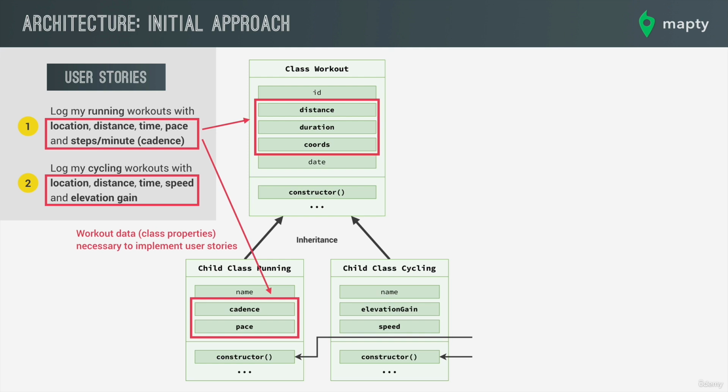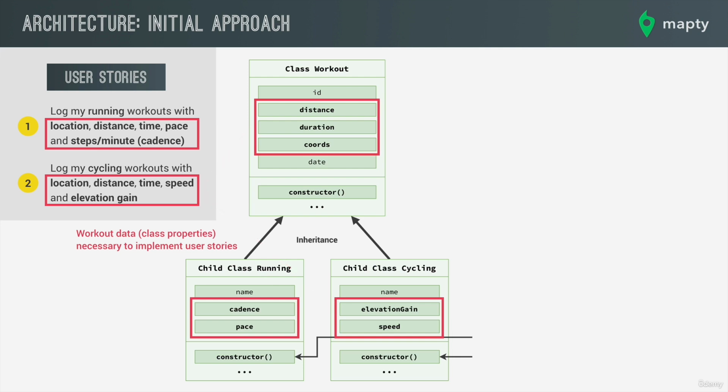So the cadence and pace are specific for running, and then the elevation gain and speed are specific to the cycling. Okay? But once again, the cycling also has distance, duration, and coordinates, and so that's why they are there in the parent class, so in the workout class. Then here in this diagram, you also see that we have some other properties like the ID and date, but we will see why once we start implementing the code. And yeah, that's actually it for the data.